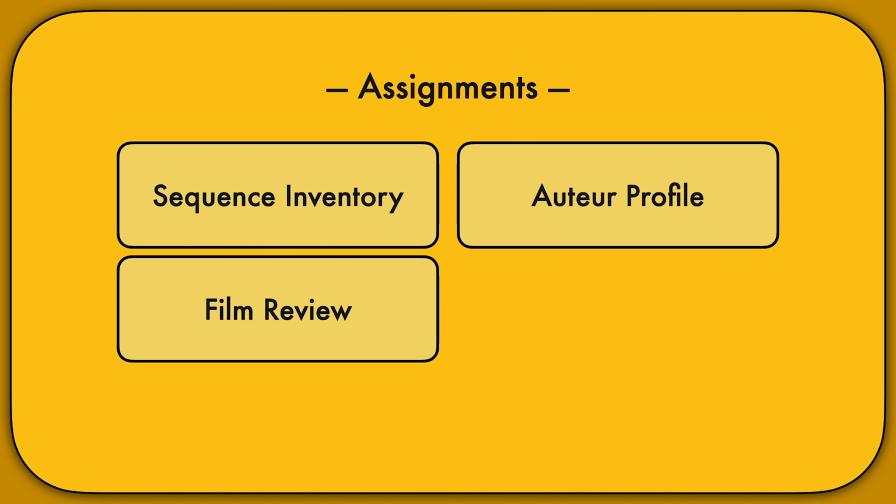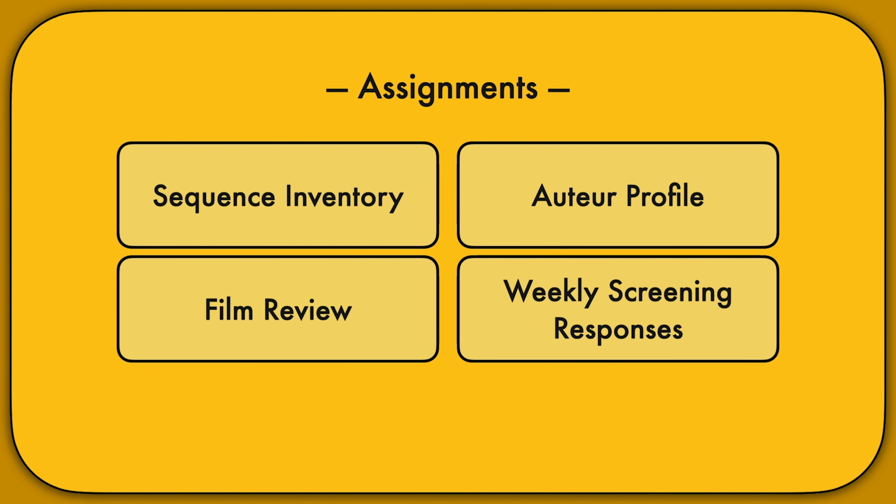And finally, you'll be submitting a total of 10 weekly screening responses in which you react to, analyze, and critique a particular film and the associated course readings and video lectures for a given 7-day period. For those of you keeping score at home, we actually have 14 weeks of class and thus 14 film screenings. As such, this means you actually have 4 opportunities to skip writing a weekly screening response paper.